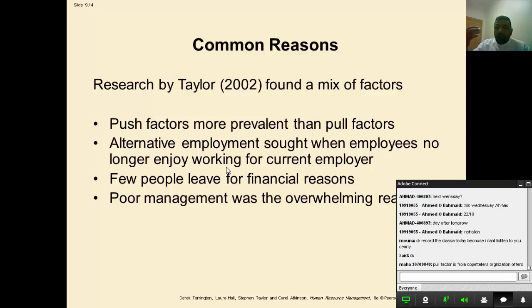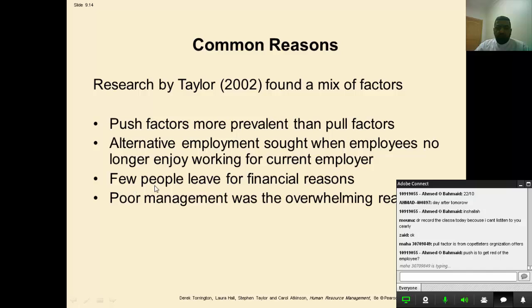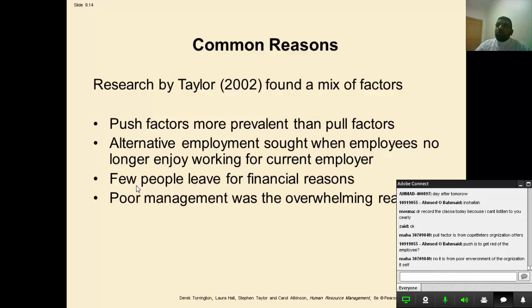The second reason is when the employee is not happy, not satisfied. The third reason is that few people leave for financial reasons. You see here, sometimes we misunderstand leaving work. Sometimes we feel that this guy left the job because he did not get a good salary or something like this. Not all the cases are like this.